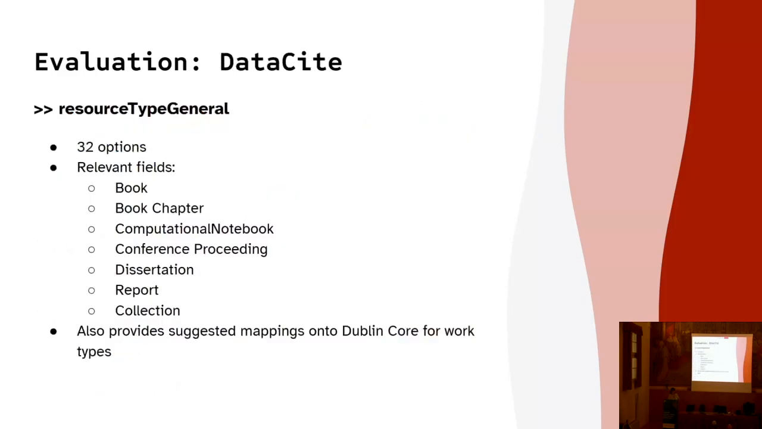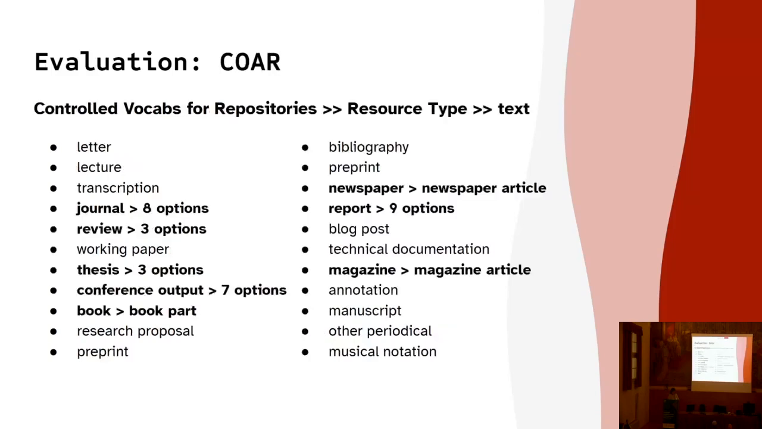Looking at DataCite, everything lives within the resource type general. There are a few relevant fields here I pulled out that you could make an argument for certain texts, but it also points you back to that Dublin Core mapping for work types.